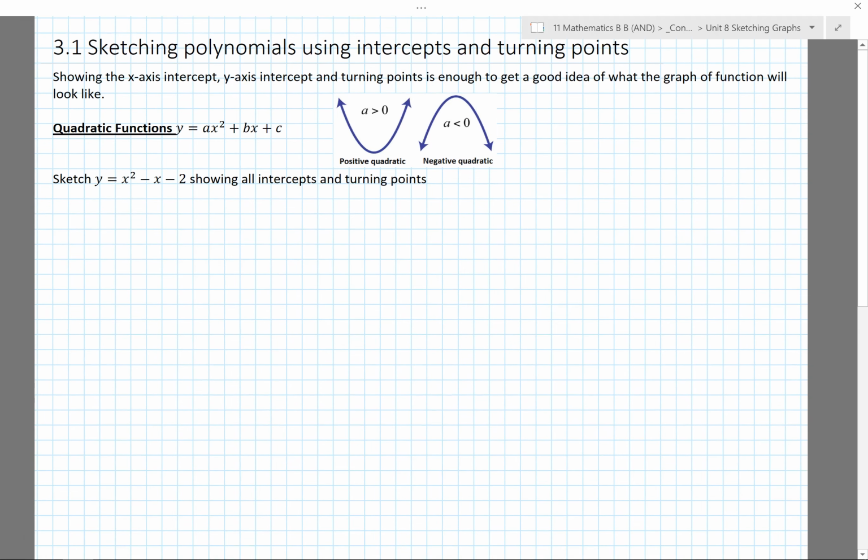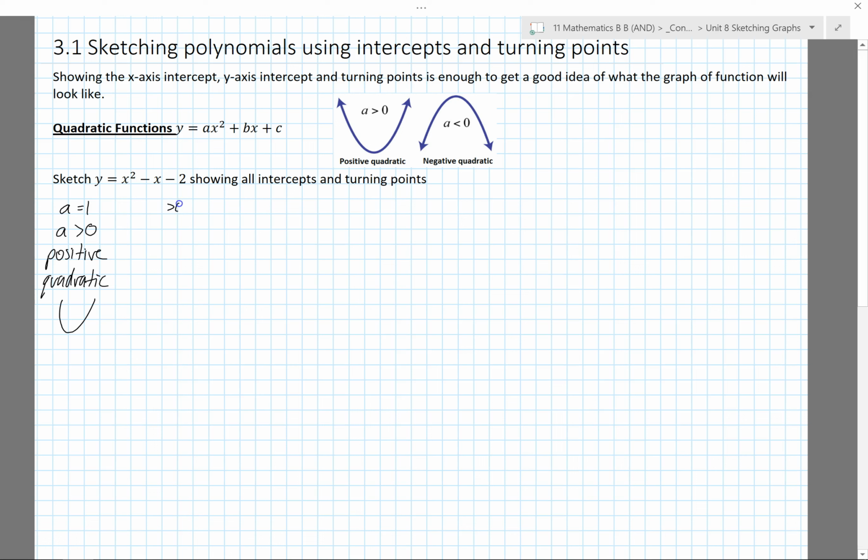So we'll have a go at sketching x squared minus x minus 2, showing all intercepts and turning points. I'll start by identifying that the a value is 1, so a is greater than 0, so it's a positive quadratic. It's going to look something like that. From here, we're going to find all the intercepts and turning points.